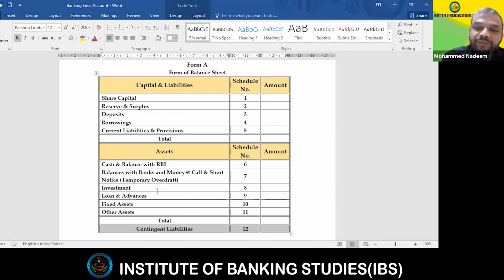9. What kind of questions will be asked in exam? They'll give the schedule number. You have to write the head. Or they'll give you the head. You have to write the schedule number. Half mark question in exam.